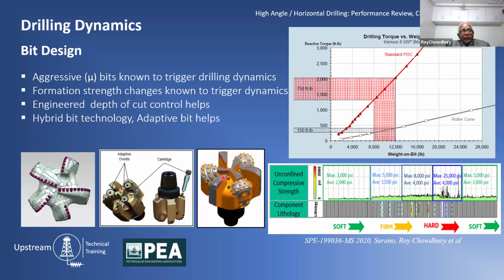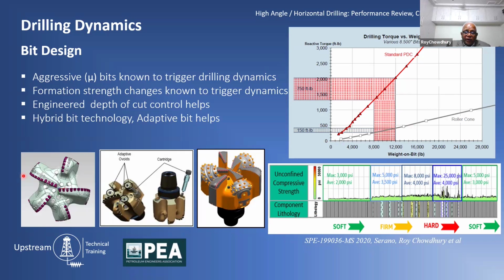Now, hybrid bit technology, which has been introduced for about the last 6-7 years, is the combination of the PDC as well as the roller cone element in the same bit. This is very interesting for the situation because its aggressiveness is in between. It gives you some aggressiveness from the PDC, and with a roller cone element touching the bottom, it also minimizes the torsional vibration that you expect from a PDC bit.